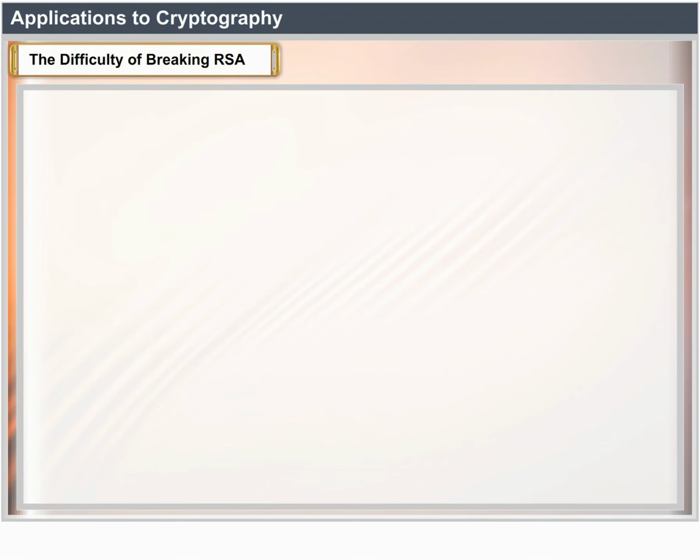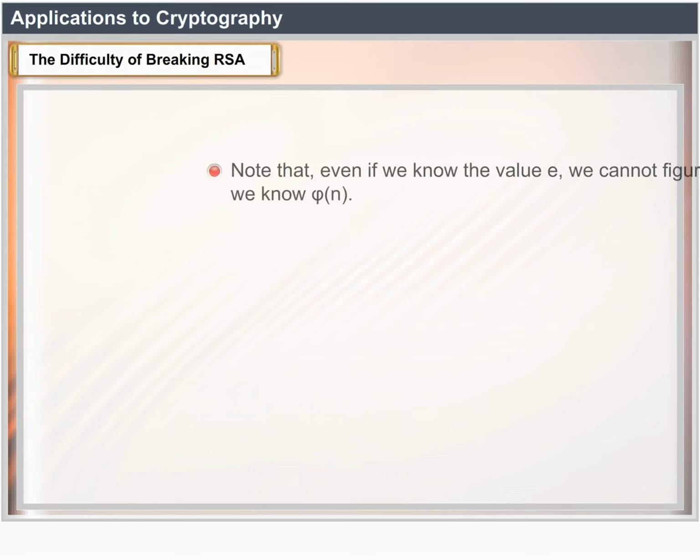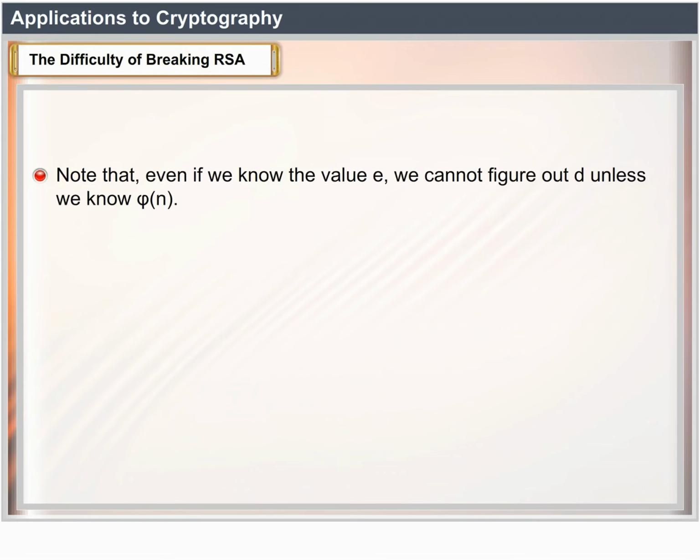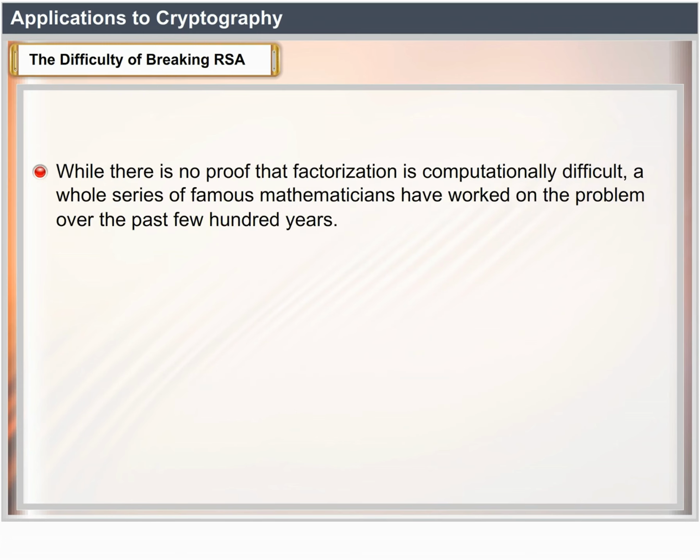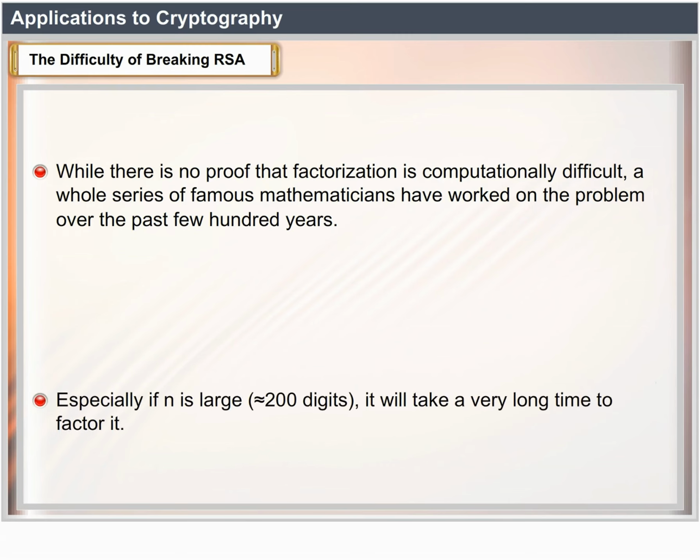The difficulty of breaking RSA. Note that even if we know the value E, we cannot figure out D unless we know phi of n. Most cryptography researchers generally believe that breaking RSA requires that we compute phi of n and that this requires factoring n. While there is no proof that factorization is computationally difficult, a whole series of famous mathematicians have worked on the problem over the past few hundred years. Especially if n is large, approximately equal to 200 digits, it will take a very long time to factor it.